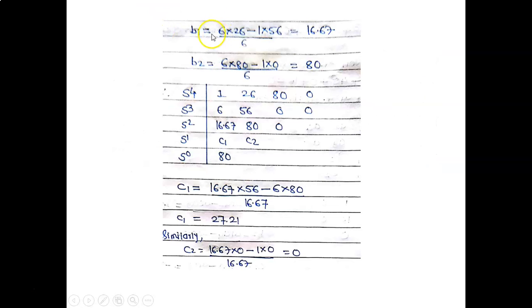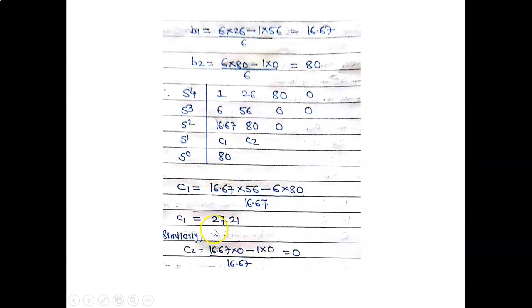Therefore b1 is equal to 6 into 26 minus 1 into 56 divided by 6, which is equal to 16.67. b2 is equal to 6 into 80 minus 1 into 0 divided by 6, which is equal to 80. Substitute the values of b1, b2, which are 16.67 and 80, in that array. Now we have to obtain the values of c1 and c2. c1 is equal to 16.67 into 56 minus 6 into 80 divided by 16.67, which is equal to 27.21. Similarly c2 is equal to 16.67 into 0 minus 1 into 0 divided by 16.67, which is equal to 0.